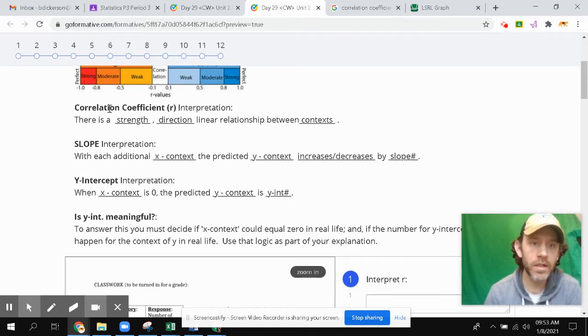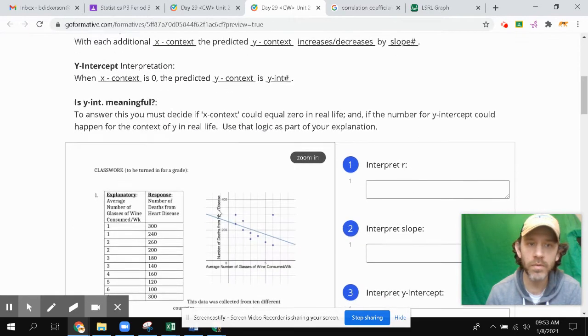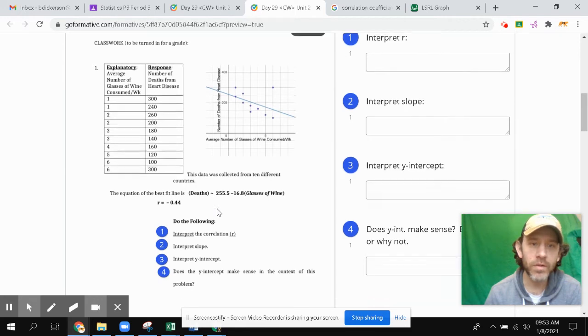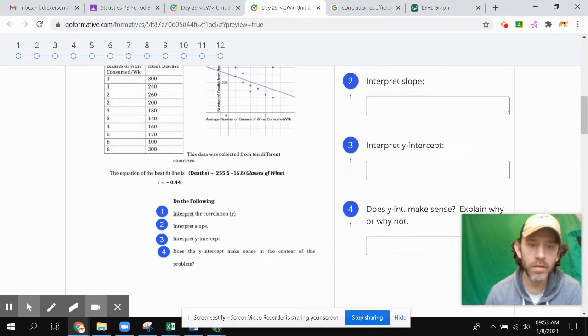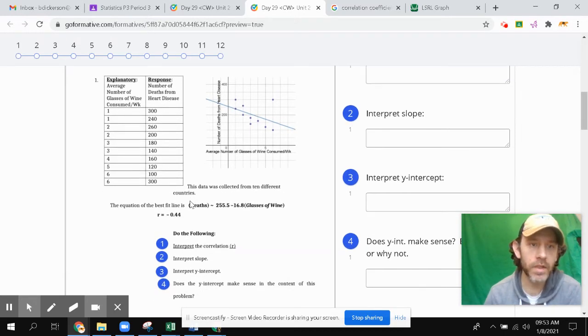So if we go down here, these frameworks are going to be here at the top of the worksheet. And then we go down and actually take a look at the questions. The first question is interpreting R. All right. And we have this example here where we've got this data from countries. The explanatory is average number of glasses of wine consumed per week. The Y, the response, is number of deaths from heart disease. Okay. So that's the context.